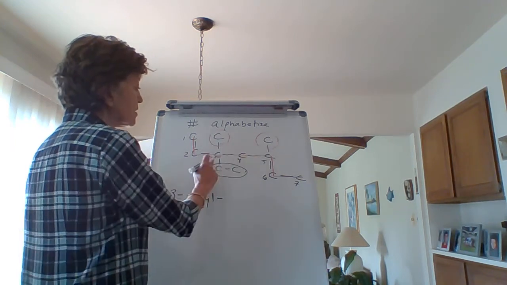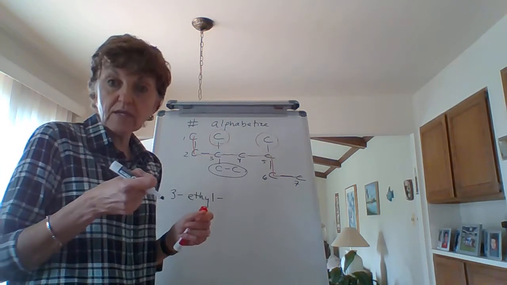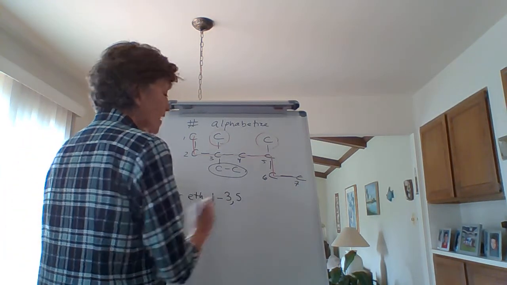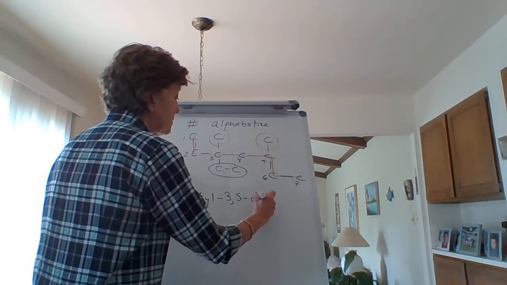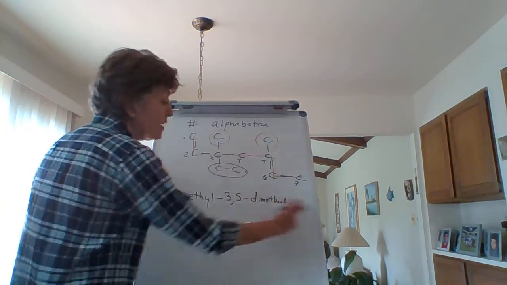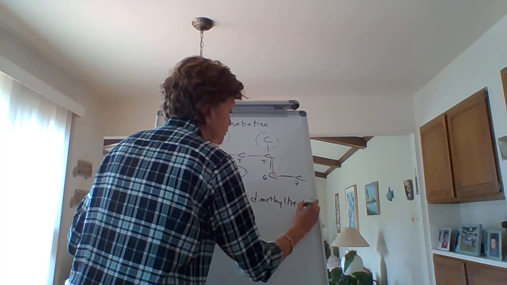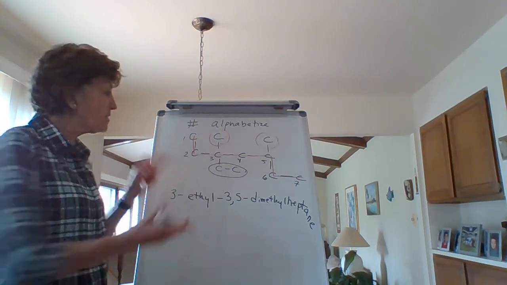Now our methyls are on carbons 3 and 5. You put commas between numbers. So we're going to put 3, comma, 5, dash, dimethyl, because we have 2 of them, and then you just squeeze in the name heptane. I don't have much room here. I'll just write it like that. Okay? And that's the name of this thing.